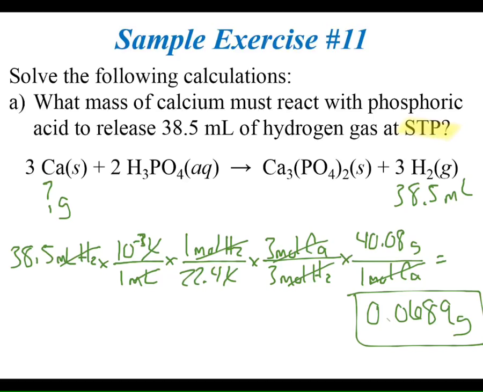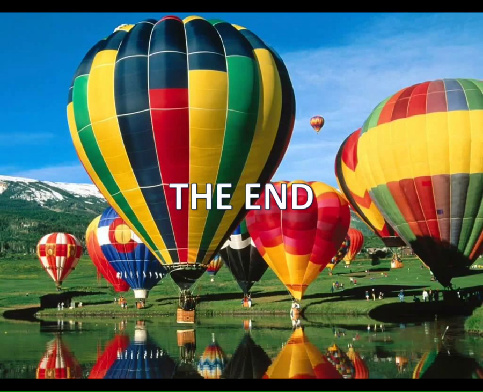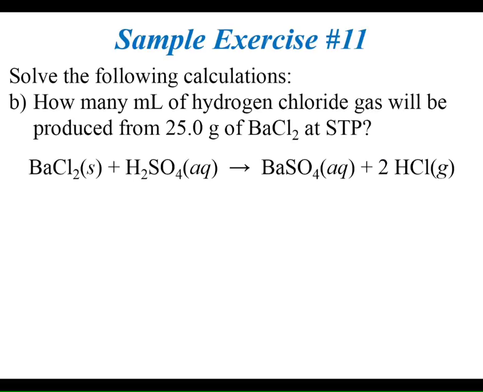Okay, so I promise you, it's not much different. But now instead of using molar mass, we're just using molar volume for gases. It works the same kind of way. Okay, problem 2B, your turn. Try B, and then we'll be done. Just that easy. How many milliliters of hydrogen chloride gas will be produced from 25.0 grams of barium chloride at STP?